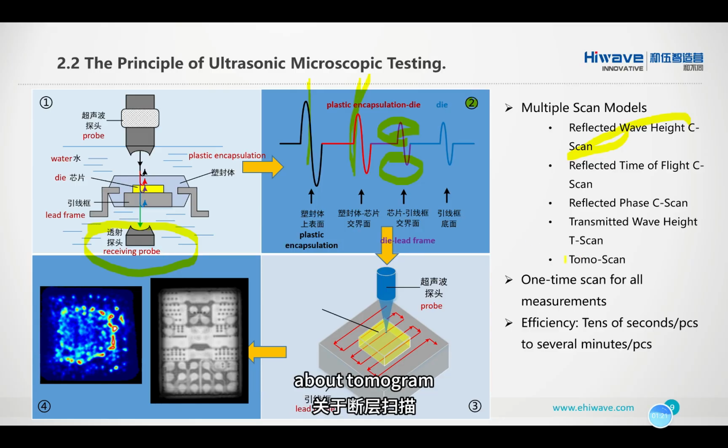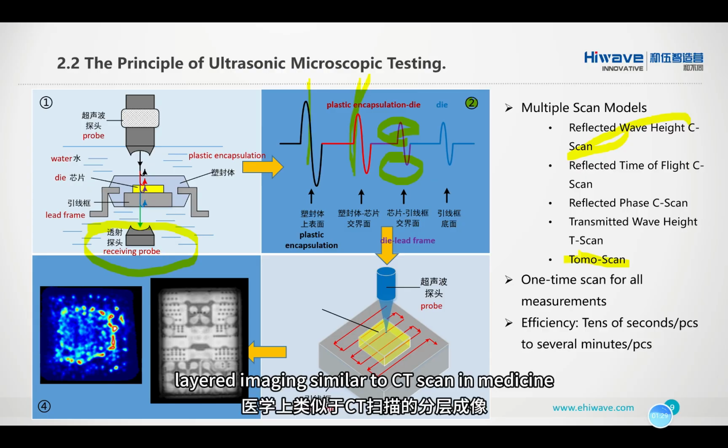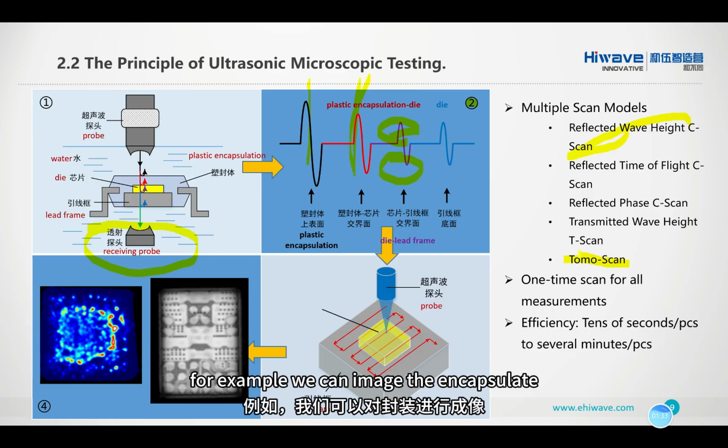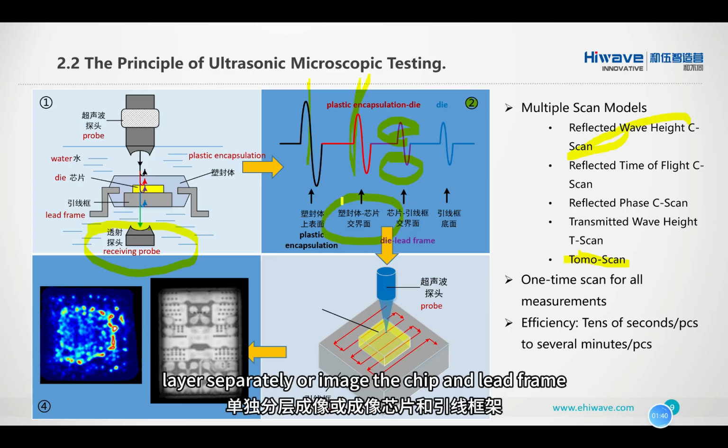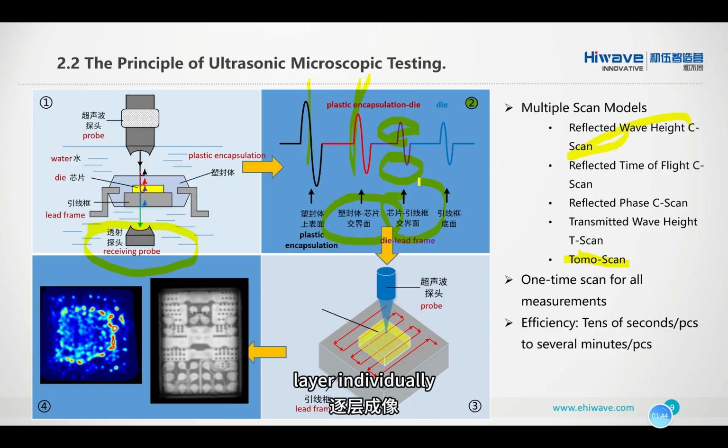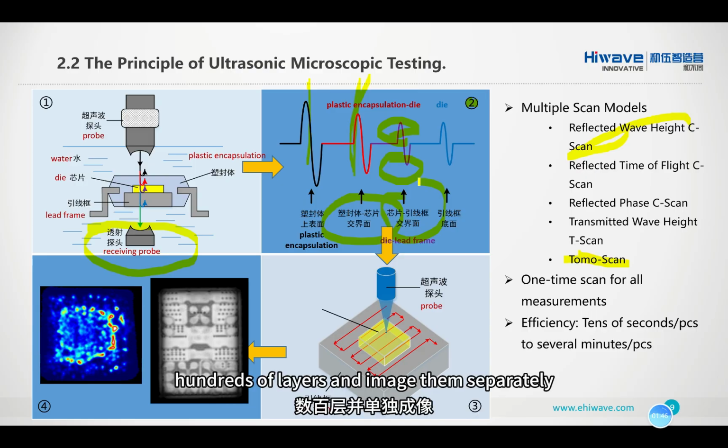About tomo scan. Tomo refers to layered imaging similar to CT scan in medicine. For example, we can image the encapsulate and chip layer separately, or image the chip and the lead-free layer individually. We can scan hundreds of layers and image them separately.